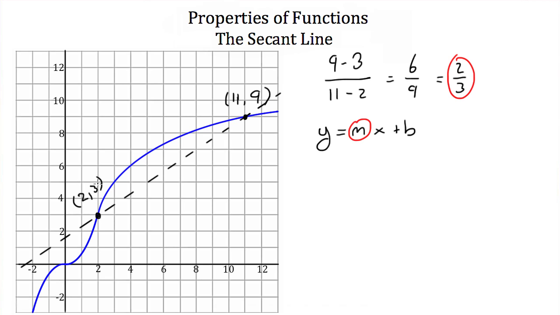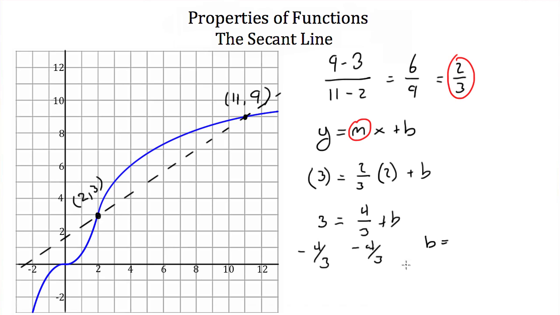So I'm going to pick the point 2, 3. I'm going to plug 3 in for y. I'm going to plug in our slope of 2/3. And then I'm going to plug in our x value of 2 and solve for b. So we have 3 is equal to 4/3 plus b. Subtract 4/3 from both sides. And we'll get b is equal to 1 2/3. So the equation of our secant line is y is equal to 2/3 x plus 1 2/3.